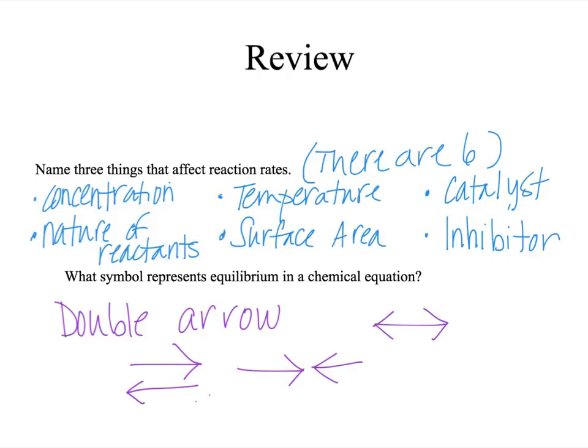The next question says what symbol represents equilibrium. We can show that in a couple of ways, but usually there's some sort of double arrow. This one is one arrow with a double head on it. Sometimes you show 2 individual arrows like these, or there are different ways you can show that. But you need to be able to recognize that if it's in equilibrium, both the forward and the reverse reaction are happening at the same rate.